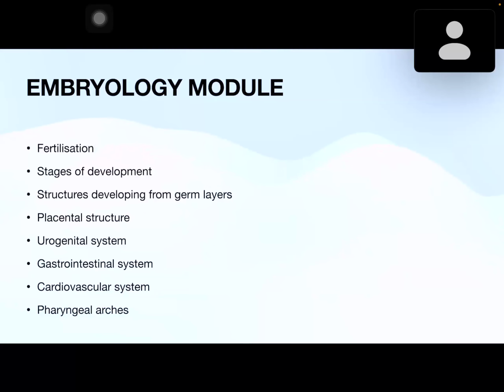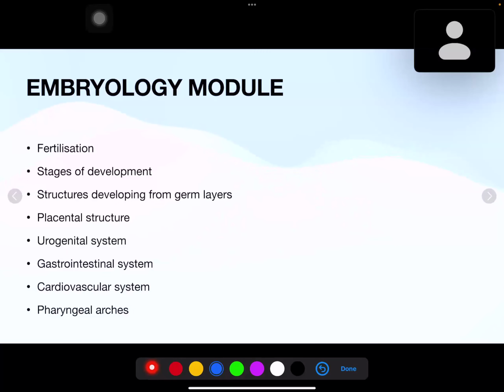In our embryology module we will cover these topics. So first will be our fertilization. Okay, fertilization we will study today. Then there are the stages of development. Okay, how embryo will develop, and then what are the structures developing from the germ layers.